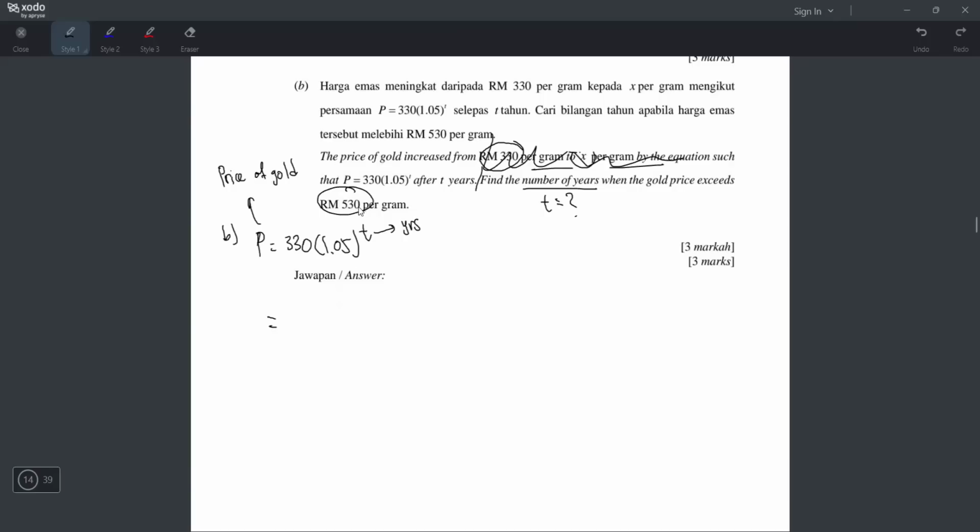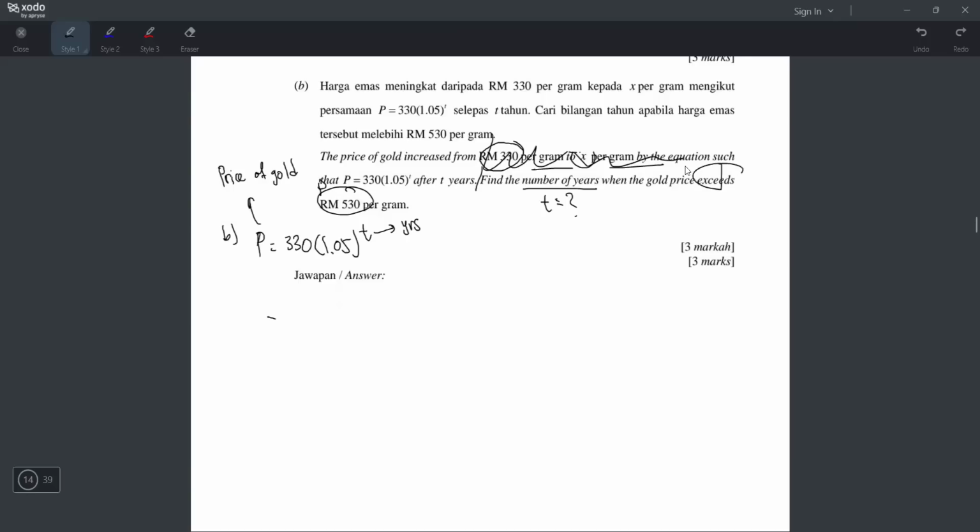Okay, you must not substitute 530 into T here. If you substitute like this, it's wrong. You substitute like this, it means you are finding the price after 530 years. And that's wrong, because 530 is not the years. 530 is the price after T years. So the 530 is actually the P.